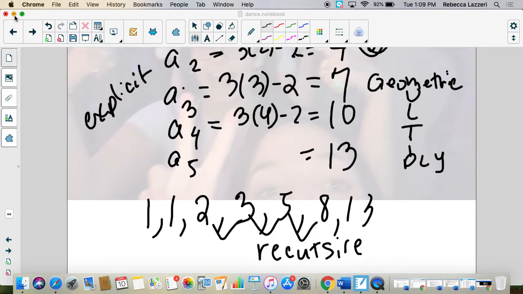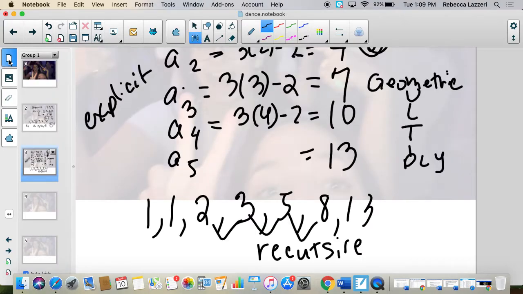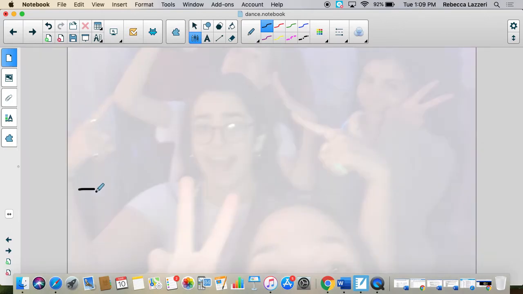So let me talk about recursive and explicit formulas, so that we know what those are. A lot of times in our world, explicit means you shouldn't watch it. But explicit also just means I'm very clear. I've explicitly told you what I want you to do.